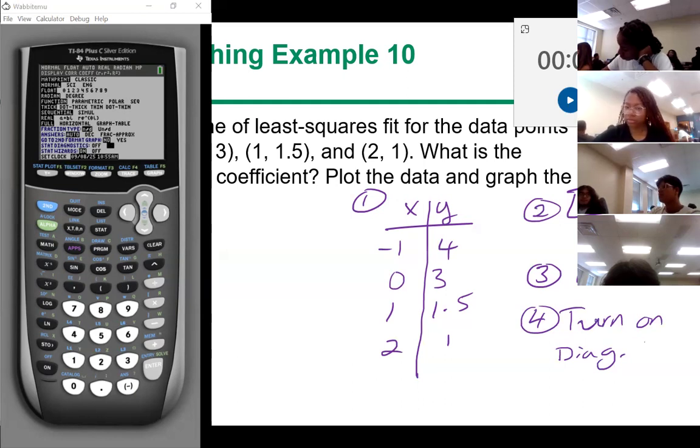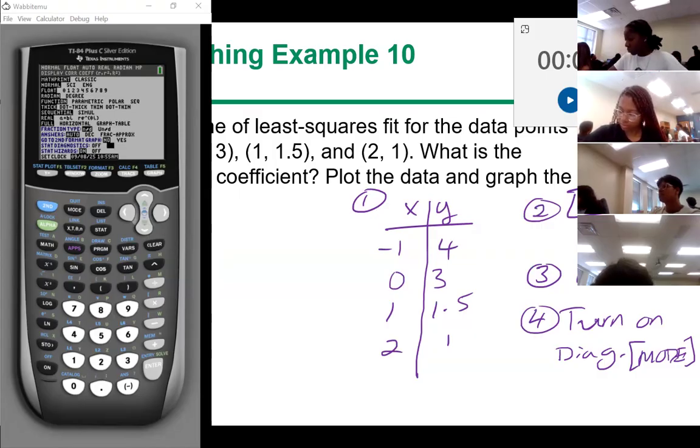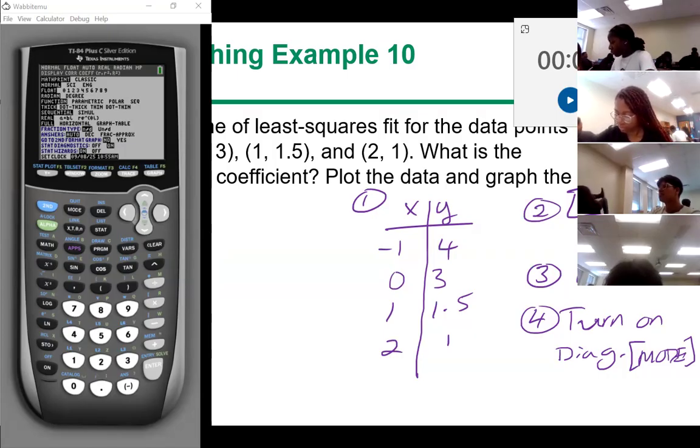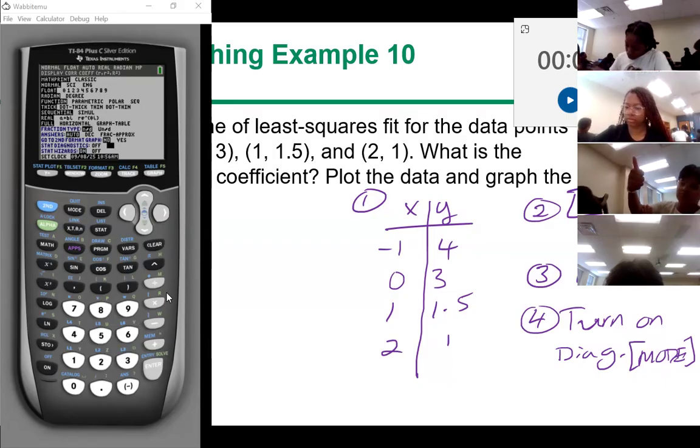So in order to turn it on, we're going to have to press the mode button. That's how we'll turn it on. Okay. So now that those are on, we're now going to find our model. Okay. Are we all good? Can I keep going? Yeah. All right. So step 5.